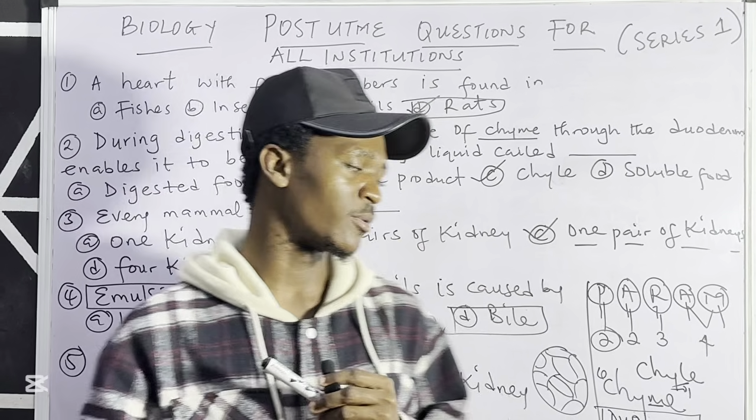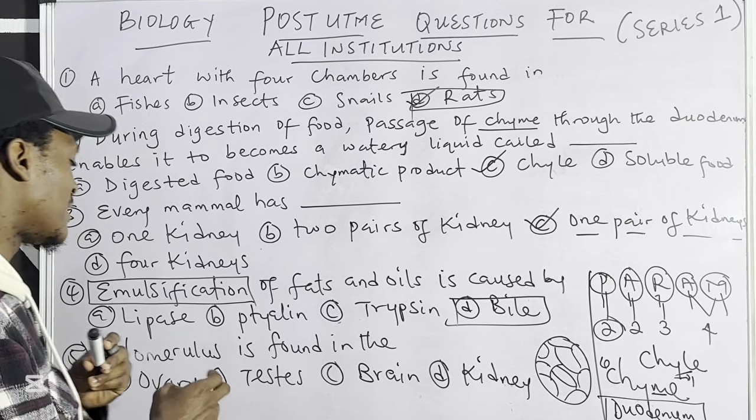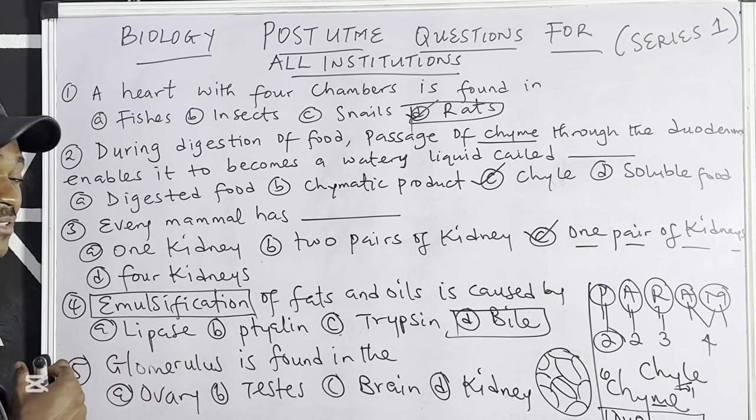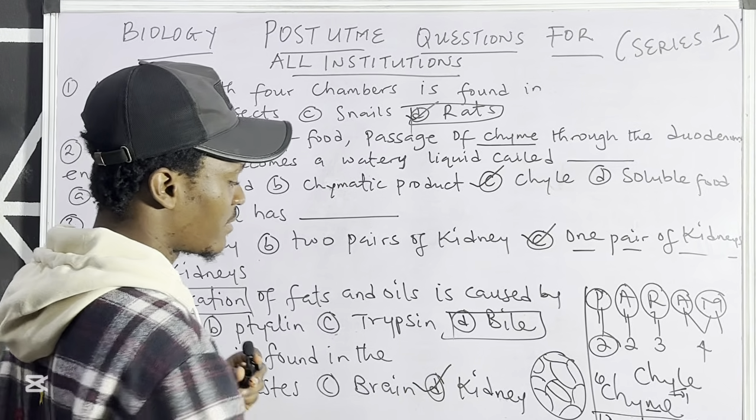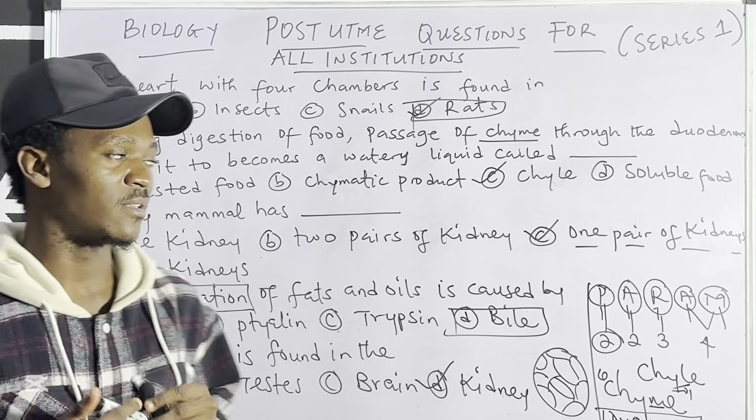All right. But one thing that you need to know is this, that they said glomerulus is found in where? It is found in the kidneys. Take note of that. All right. So let's see the next question.